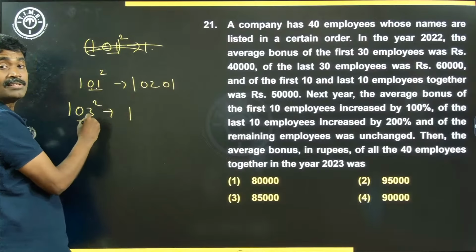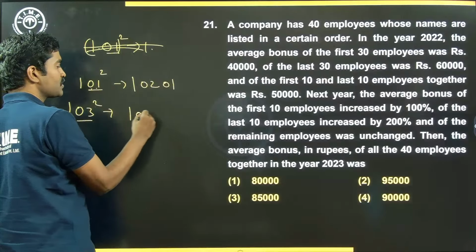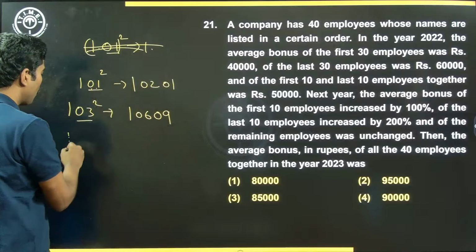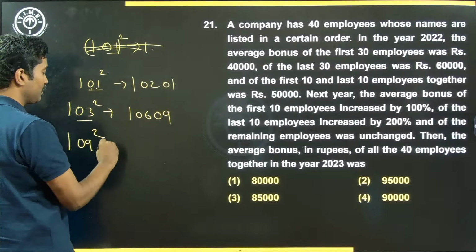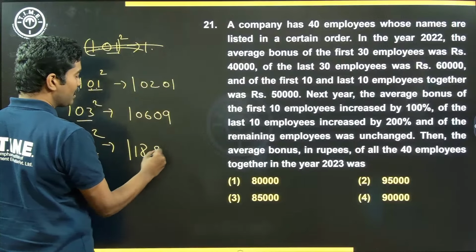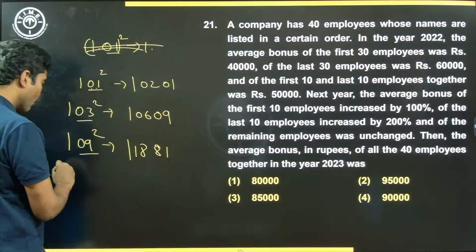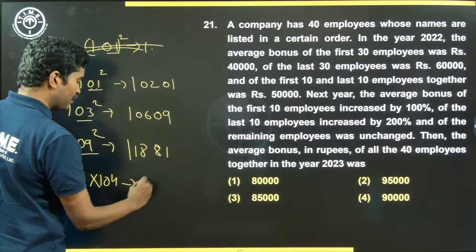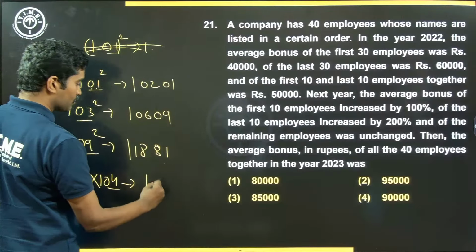What about 103 whole square? 1, 03 plus 03, 06. 03 into 03, 09. What about 109 whole square? 1, 9 plus 9, 18. 9 into 9, 81. Okay. What if things are not so easy? 103 into 104. All right. 1, 3 plus 4, 07.